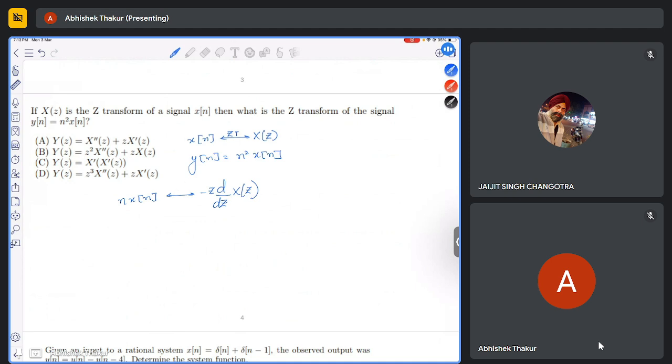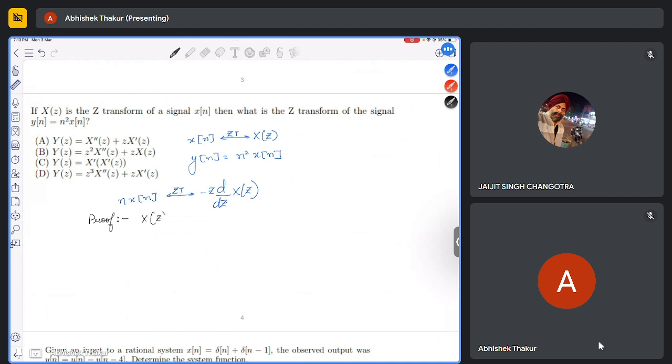So we can also prove this, better to prove, then we will solve this question. As we know, when x[n] has z transform given as X(z), then n x[n] will have z transform given as this. So let's have a proof for this, then we'll solve the question.